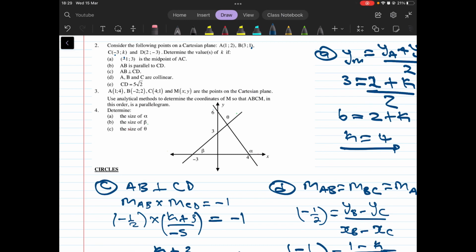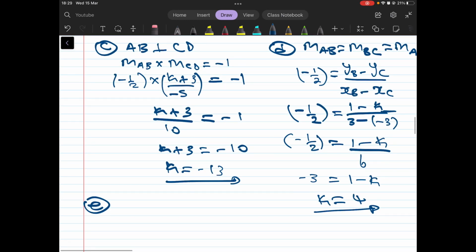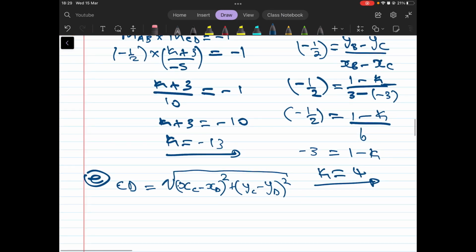We are given the distance of CD. So if we're given the distance of CD, we are going to use the distance formula. CD is equal to the square root of x what? Let me just do them in the order that I've already done it, so that I don't have to do a lot of unnecessary work. YC minus YD all squared, like that, the square root of that. So just substitute. This is 5 root 2 already given to us, and for our CD coordinates, let's substitute negative 3 minus 2 all squared plus k minus negative 3 all squared.